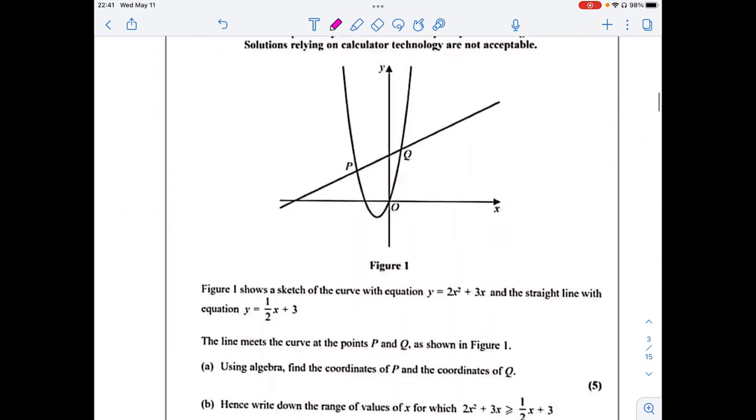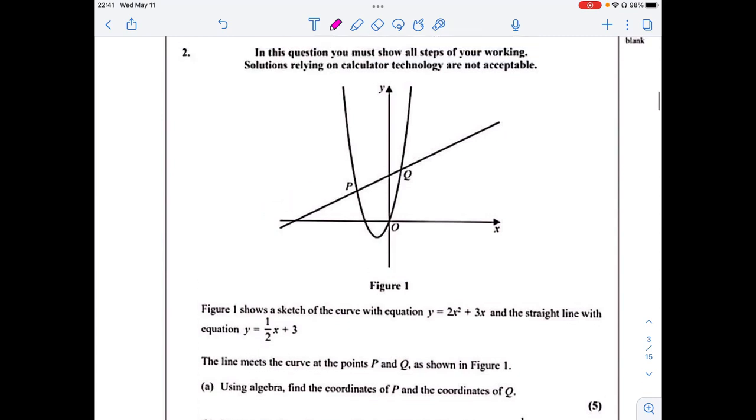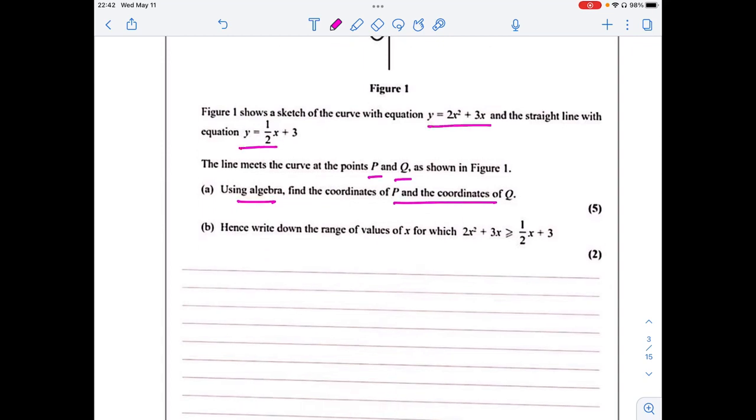Coming to question number 2. Figure 1 shows the sketch of the curve with equation y = 2x² + 3x and the straight line y = (1/2)x + 3. The line and the curve meet at the points P and Q. Using algebra, find the coordinates of P and Q. Both the curve and the straight line will intersect at P and Q. So what am I going to do? I'm going to do the simultaneous equations.